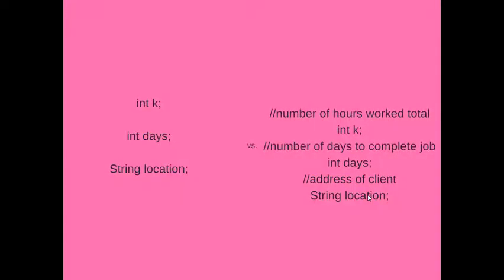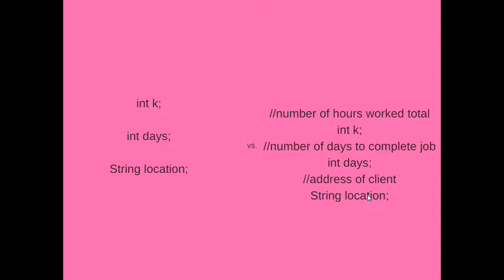Okay, so right here, it's just a very simple example of how helpful comments can be. Let's look to the left side first. You see, I'm just declaring three variables. That's it. One called k, which is an integer, another integer called days, and then a location, which is a string. Now, if you were looking at this for the first time, you probably have no idea what this is. It's just random clutter.